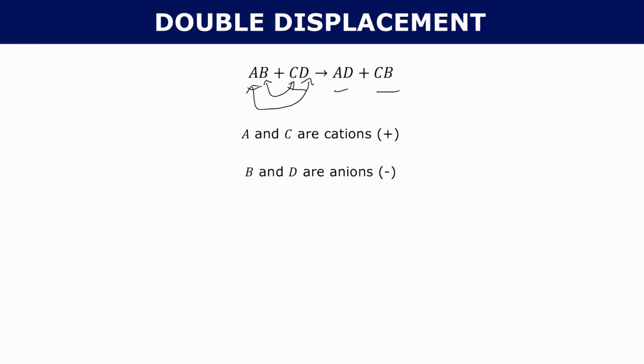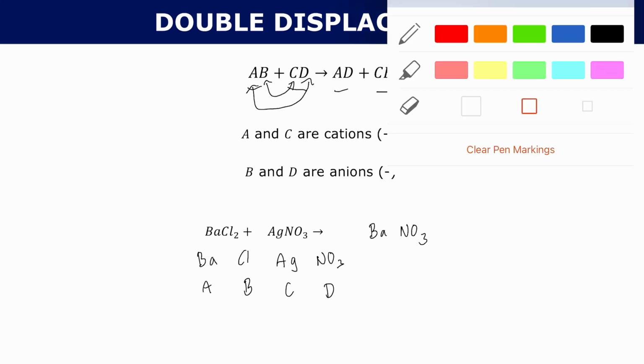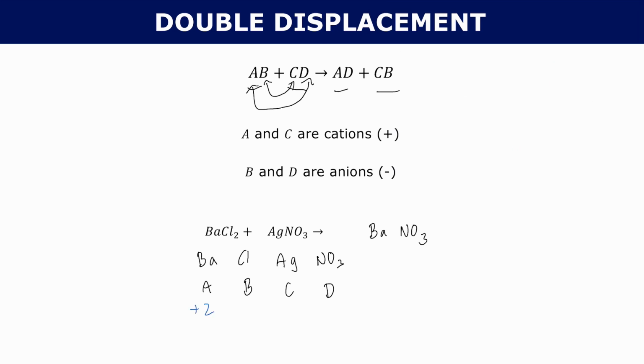Okay, let's do a practice problem. Let's try to balance out the barium chloride with silver nitrate and see what the products are going to be. So we have barium and chloride. Barium is the A, chloride is the B, silver is C, NO3 is D. So we know A and D are going to go together, so barium is going to be paired up with NO3. But we need to figure out what the subscripts are, because barium has a charge of +2, and nitrate has a charge of -1. So in order to balance out the charge, we need to have 2 nitrates. And so you would need a 2 on the nitrate here.